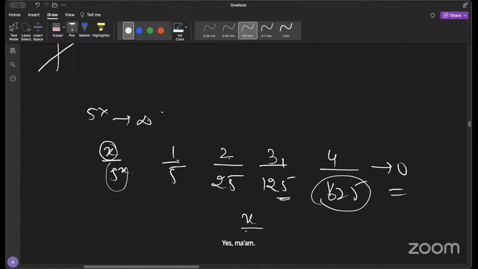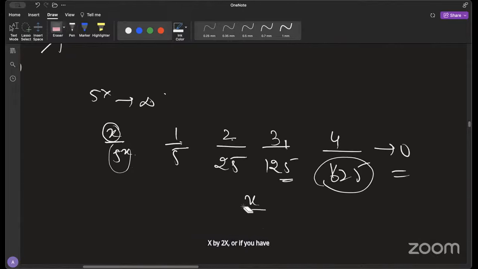x by 2x can't go to 0 because 2x does not increase that rapidly.